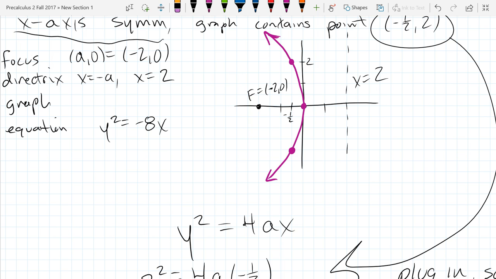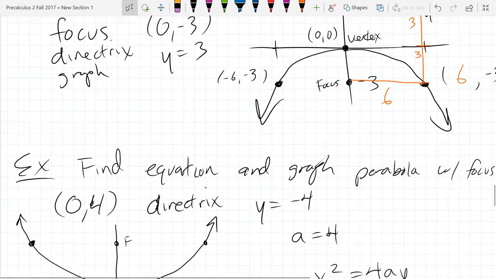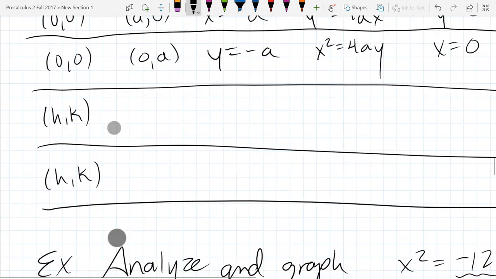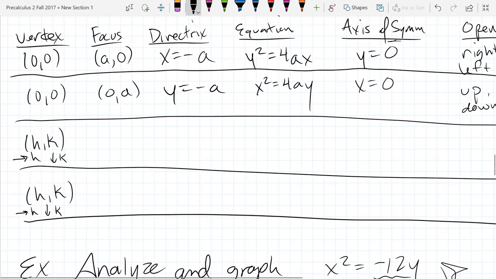So next up, we're going to look at shifting. And I'm going to go back to the table and fill in two more rows. So the difference on these two rows is we're going to shift to the right h and down k. So to the right h and down k. And we need to figure out what this does to everything else.